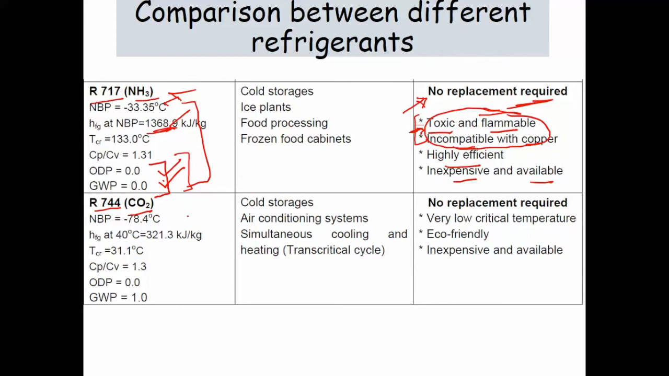And then carbon dioxide. Here also you can see the ozone depletion potential is 0, not very low, it's not there, and the global warming potential is only 1. It is used for cold storage, air conditioning, refrigeration, simultaneous cooling and heating, all these purposes. No replacement is required. It has a very low critical temperature, is eco-friendly, inexpensive and available. So these are the various refrigerants.